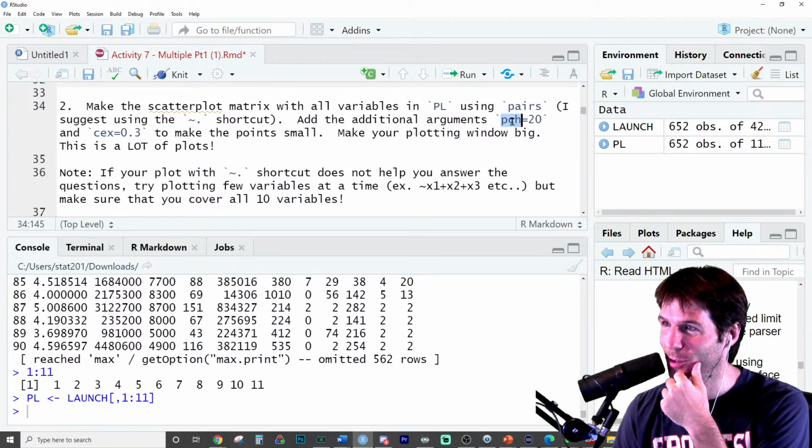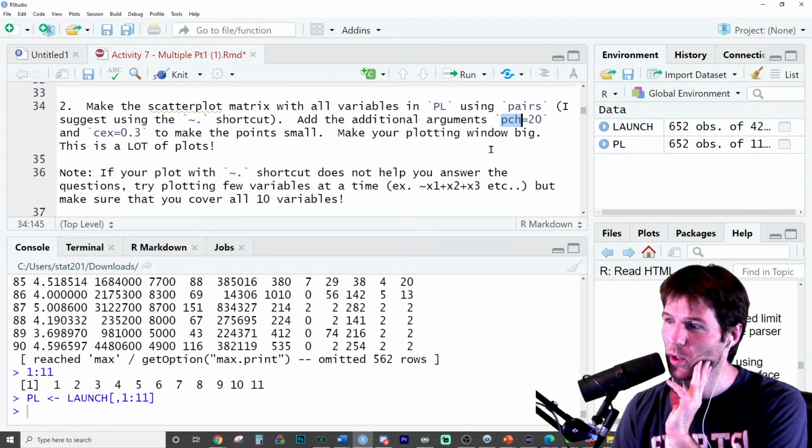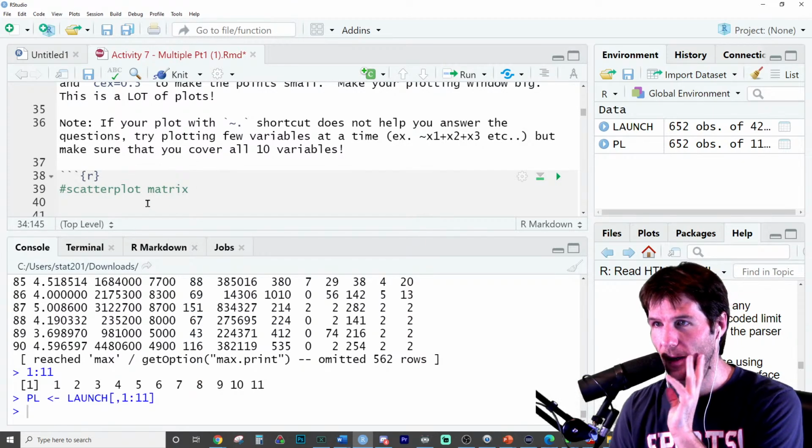Timothy, Connor, where you at? Connor Moore told me what pch means. It's point style, but we'll take a look at that right here.